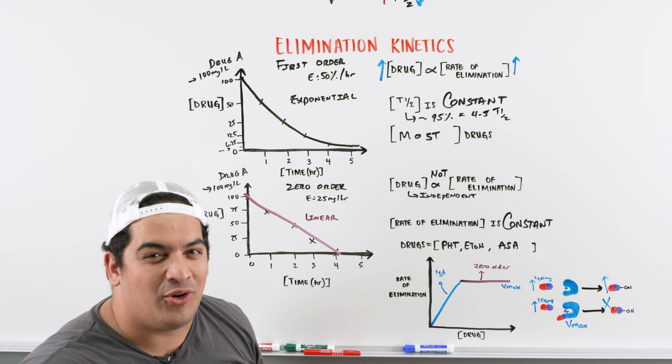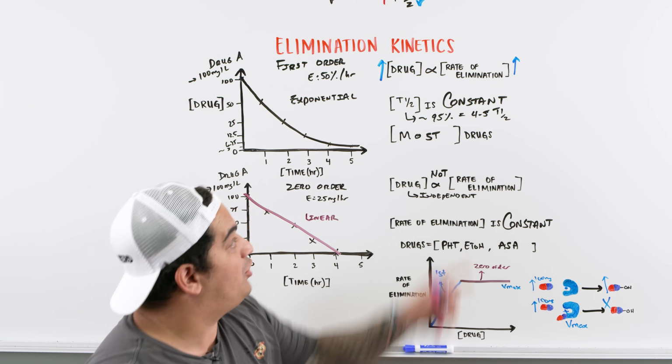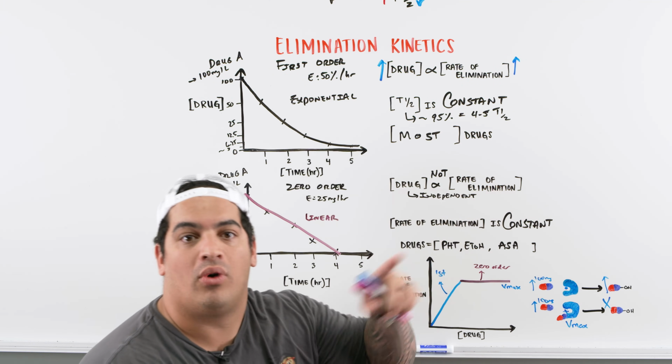So that's an important thing to remember, because guess how many half-lives it takes to get to steady state concentration? The same amount as for it to eliminate 95% from the body, 4 to 5 half-lives.